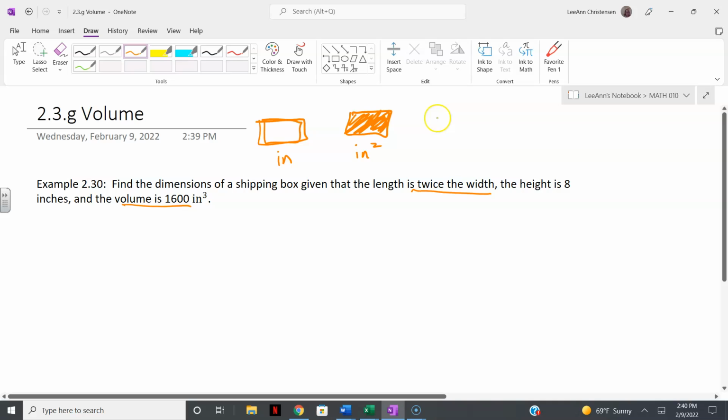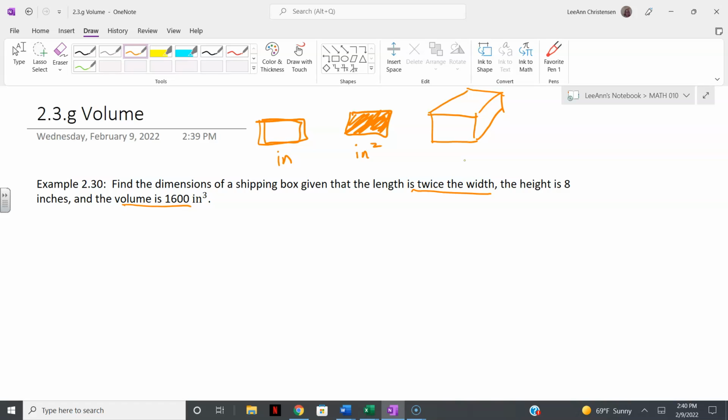But now we're talking about a box. It's also called a rectangular solid. I didn't take a lot of art classes, but pretend that's a box. This is going to have a volume. So how much volume, how much will it hold? What's the capacity of the box? That's going to be a cubic measurement. And in our case, it's going to be cubic inches.